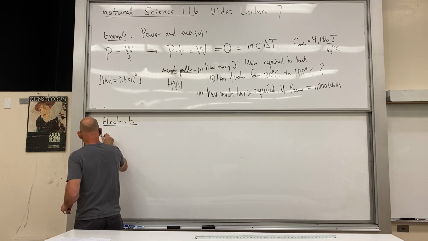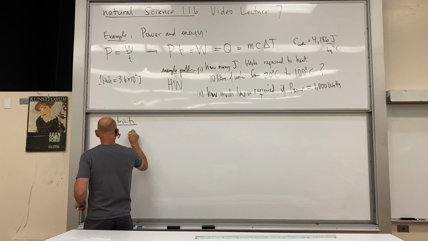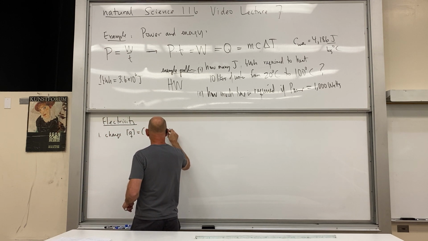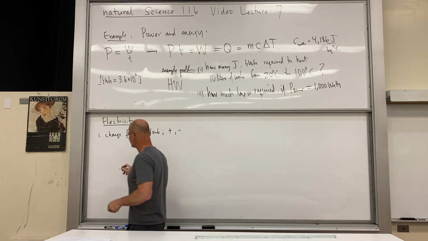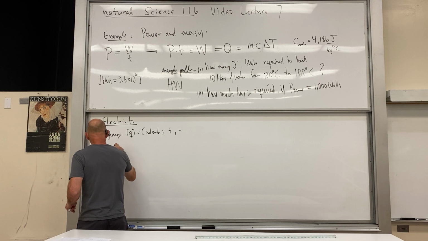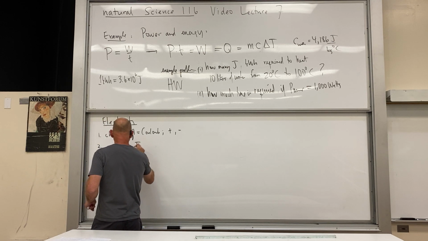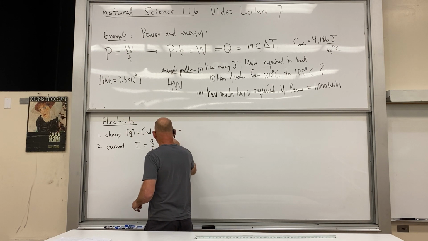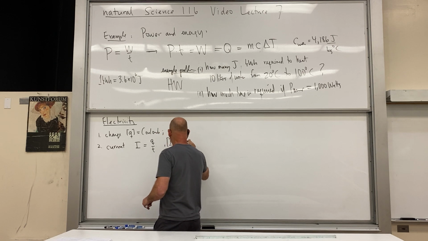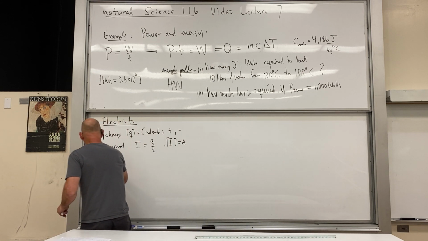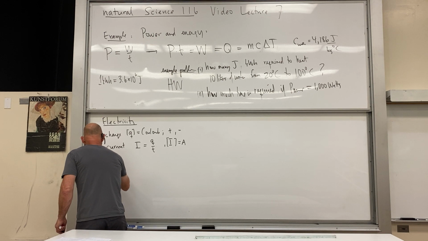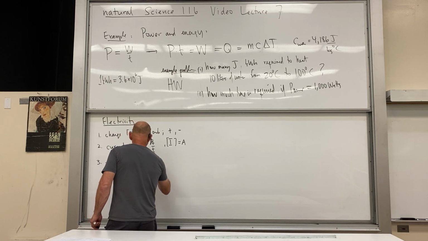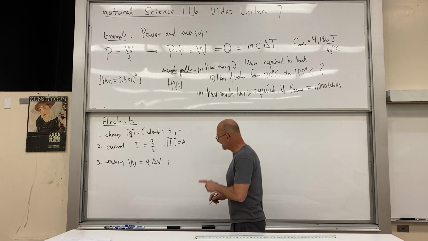Okay, so we have charge Q, Coulomb, comes in positive and negative. We have electrical current, I equals Q over T. That's the ampere. Okay. Then we have energy, Q delta V. And the delta V is the voltage.